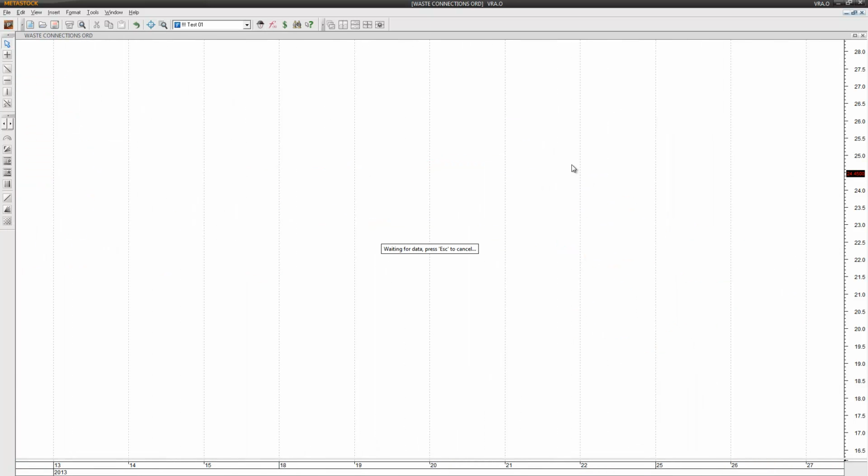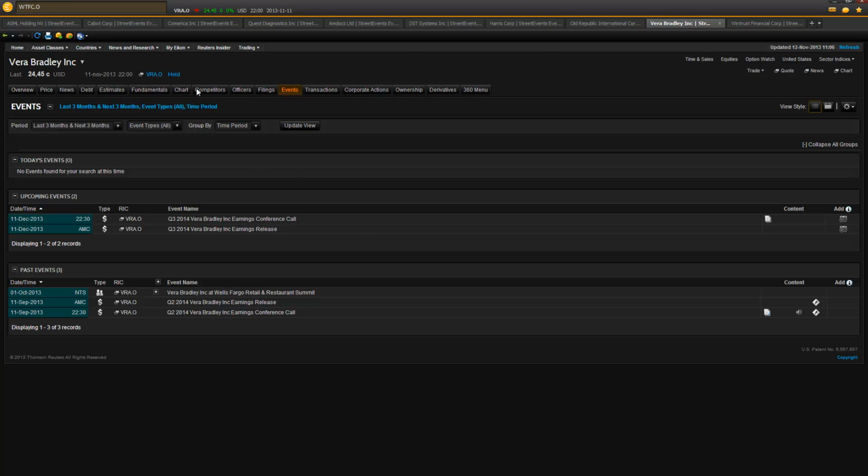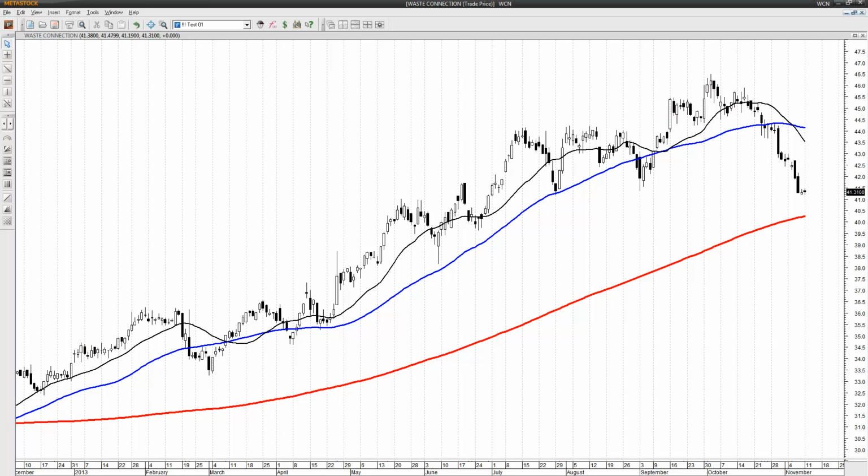Next chart is Waste Connections. Here we got the 200 moving average building support down here at 40.24. And there is where I put my order. Okay, let's quickly organize that chart, and we got Waste Connections. Okay, we don't have any kind of problem with an earnings release coming up in the near future.